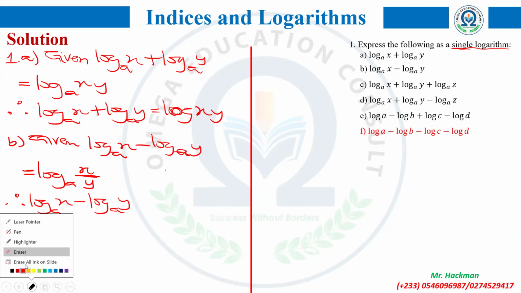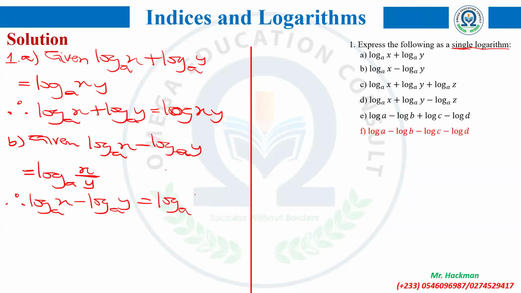Okay, so now what you will get is equal to log to the base a of x over what? Over y. As simple as that. Okay, so that will be it for B. Okay, the next question.